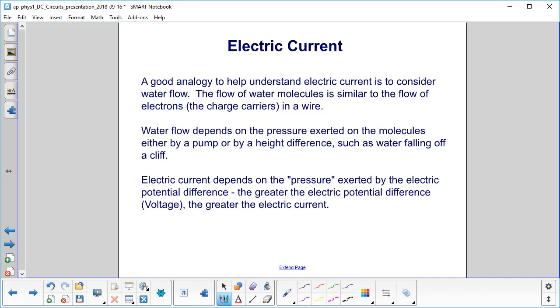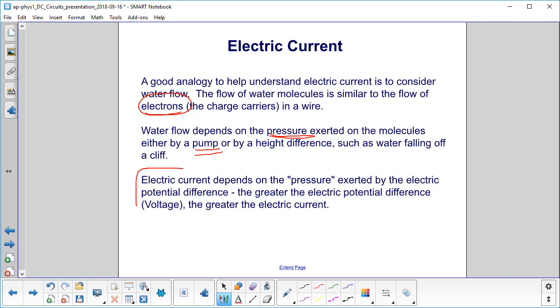The flow of water molecules is similar to the flow of electrons, and the electrons are the charge carriers. Those are the particles that are moving through your wire. Your water flow depends on the pressure exerted on the molecules, and you can either get that by a pump, pumping water, or by height difference, such as water falling off a cliff. If you look around your town, you'll see big containers called water towers high above town. Because that water is up there, it has a great deal of gravitational potential energy. So when you open the valves, it will flow down through your pipes into your home or business. So that's water.